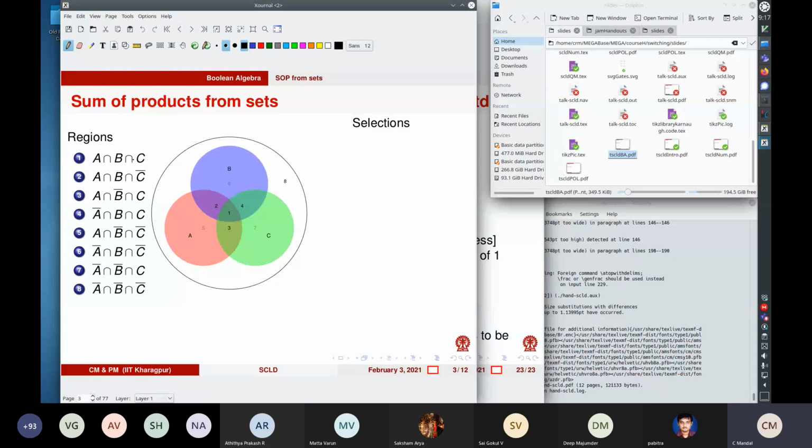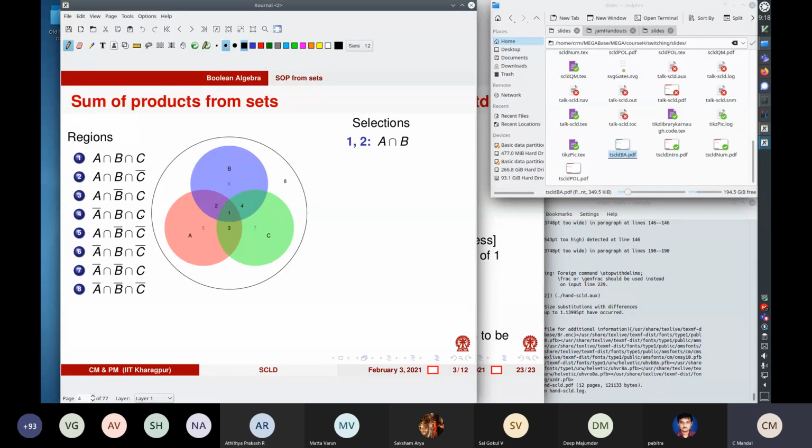So if you consider the sets, this region 1 is A intersection B intersection C. Region 2 is A intersection B intersection C bar, and so on. So this is region 2. Region 2 is A intersection B intersection C bar. So that is how we are, that is region 2. So these are the various regions which are shown over here.